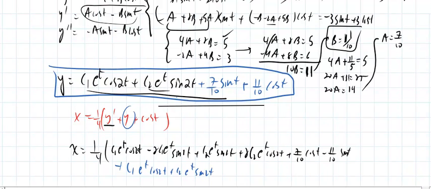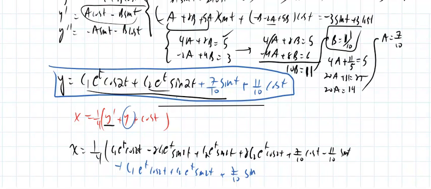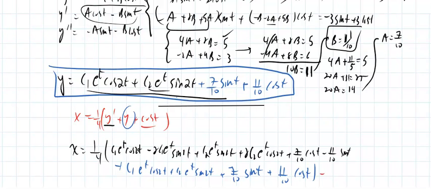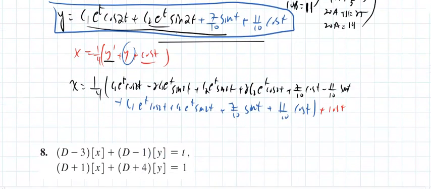Now, anytime there's an e to the t sine of t and e to the t cosine of t, this is a bit messy. So that's why I chose this problem. It's the messiest out of what we do. Anything else will work out a lot nicer. Plus a cosine of t. And pretty much you got what x equals.